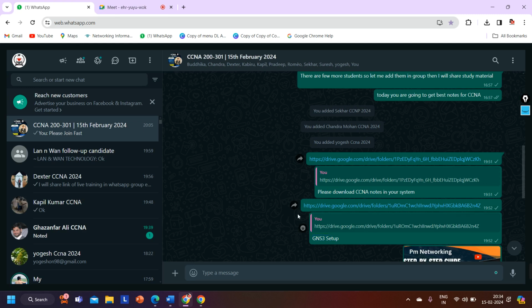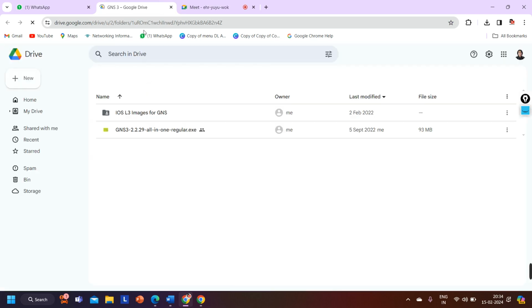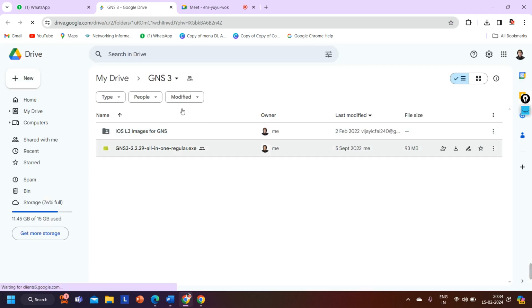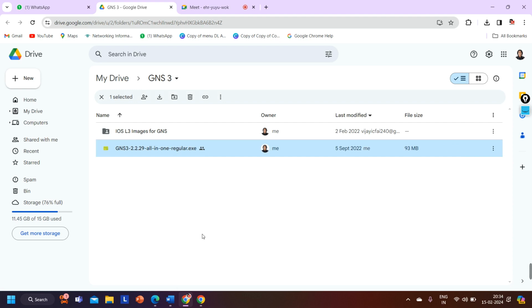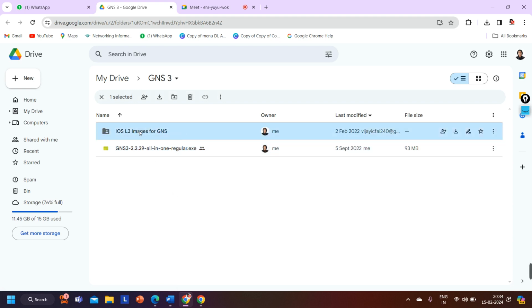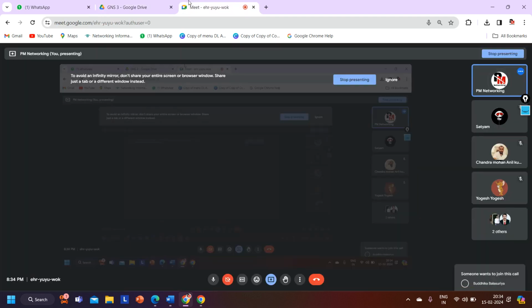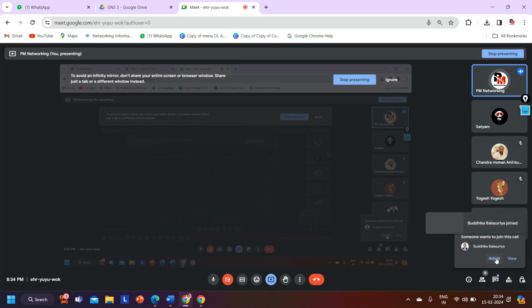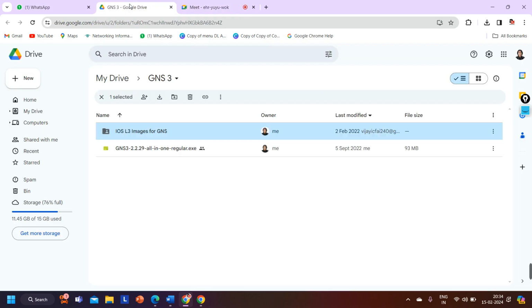The next thing that I have shared in the group is what? GNS3 setup. So this is my drive link. Also, click on this drive link. See, it will take you to this file. Here you have one software. This is GNS3 file, right? You need to install this software guys in your system, and after that you need to import L3 images there. Again, I am recommending you to perform routing lab only in GNS3, right? Not switching, because for switching, GNS3 is guys not a good software, right?